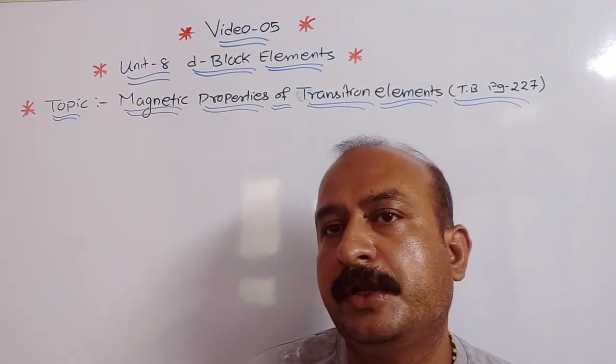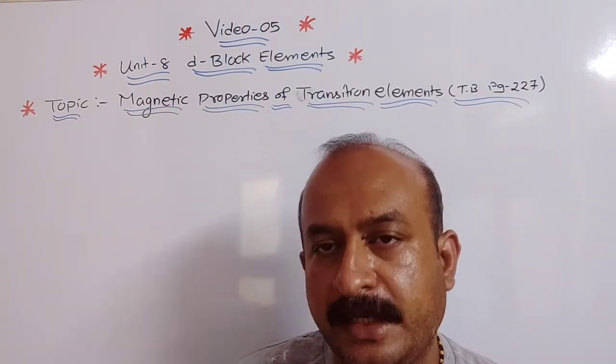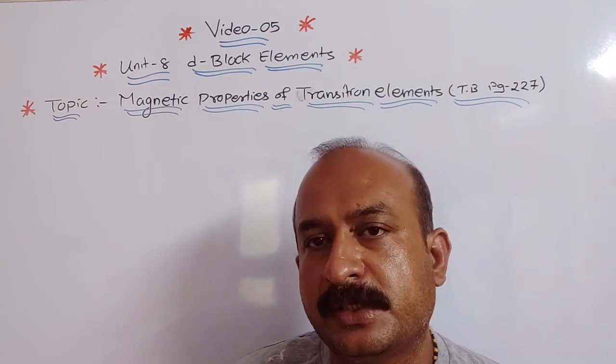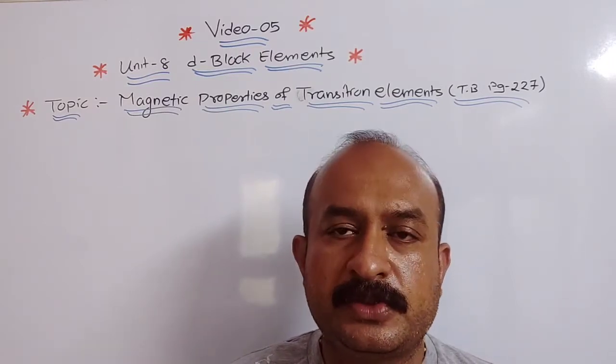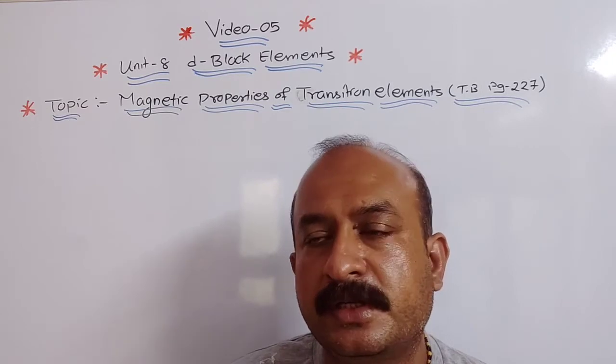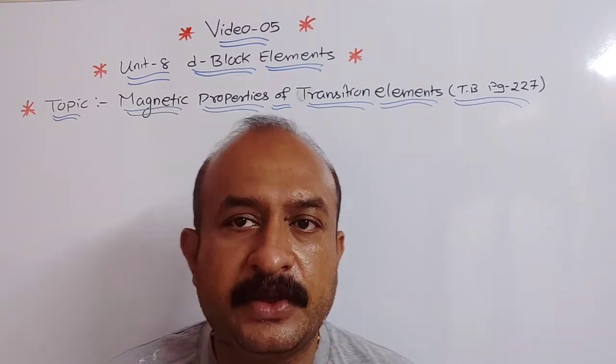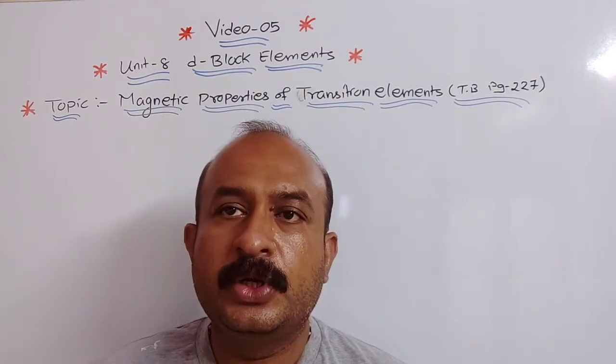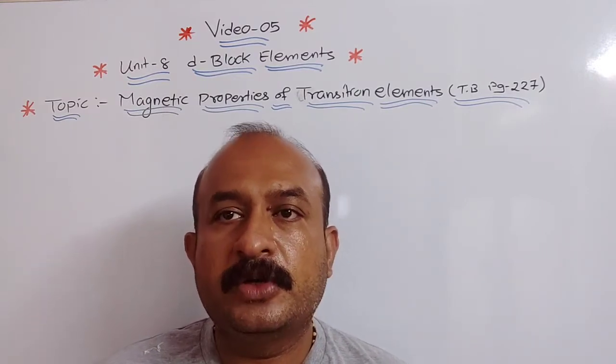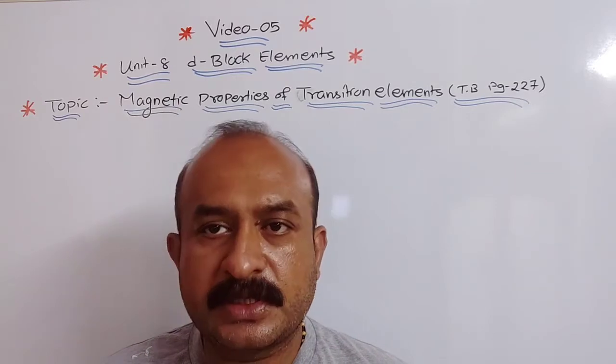Today in video 5 of Unit 8, d-block elements, we are going to discuss the general properties of transition elements. We already discussed atomic and ionic radii and ionization enthalpy. Today we are going to discuss the magnetic property of transition elements.